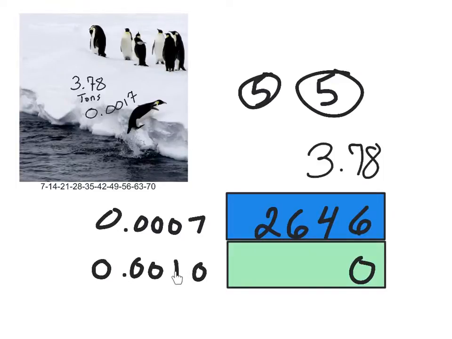Now we move on over here, and 1 times any number will give me that exact same number. So 1 times 8, well, that'll give me 8. 1 times 7, well, that'll give me 7. 1 times 3, well, that'll give me 3. Bam!